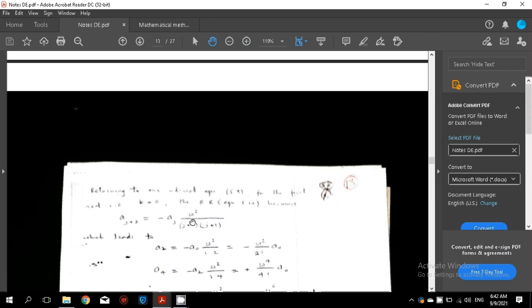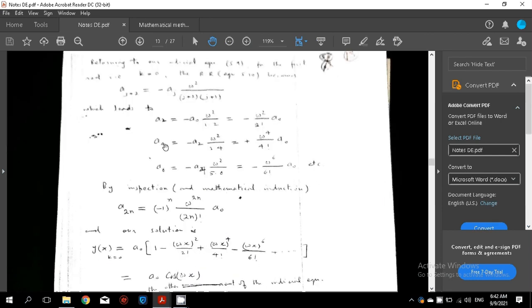From this equation, starting from a naught, we find a2 by putting j equal to 0, and this is equal to this as written here, and then by putting the value of this a2 into this equation again, you will find a4 and so on. So you are able to find a2, a4, a6, etc. And from here, the general coefficient, that is a base 2n, is equal to minus 1 power n omega power 2n over 2n factorial, as you can see from here.